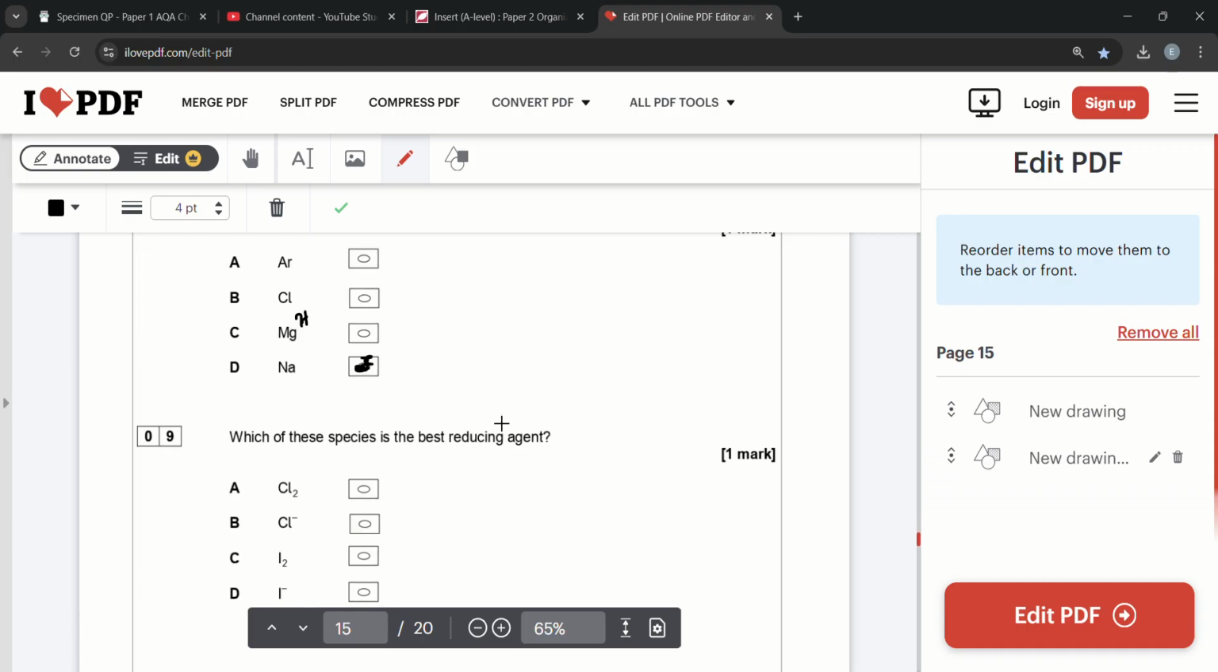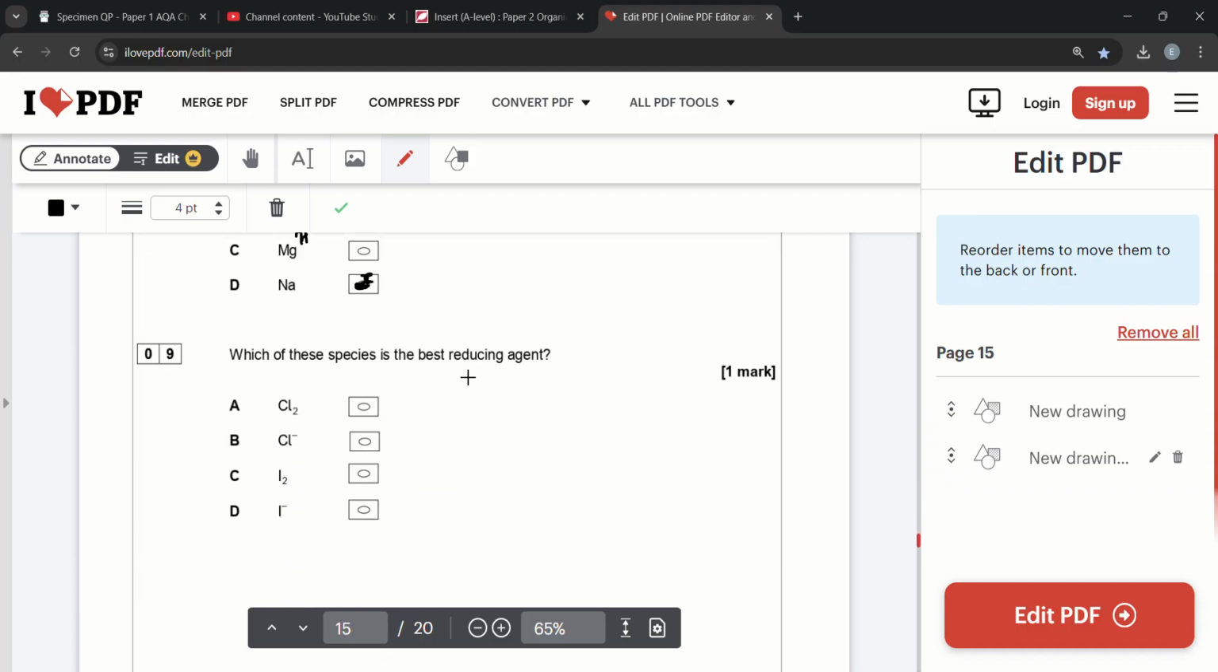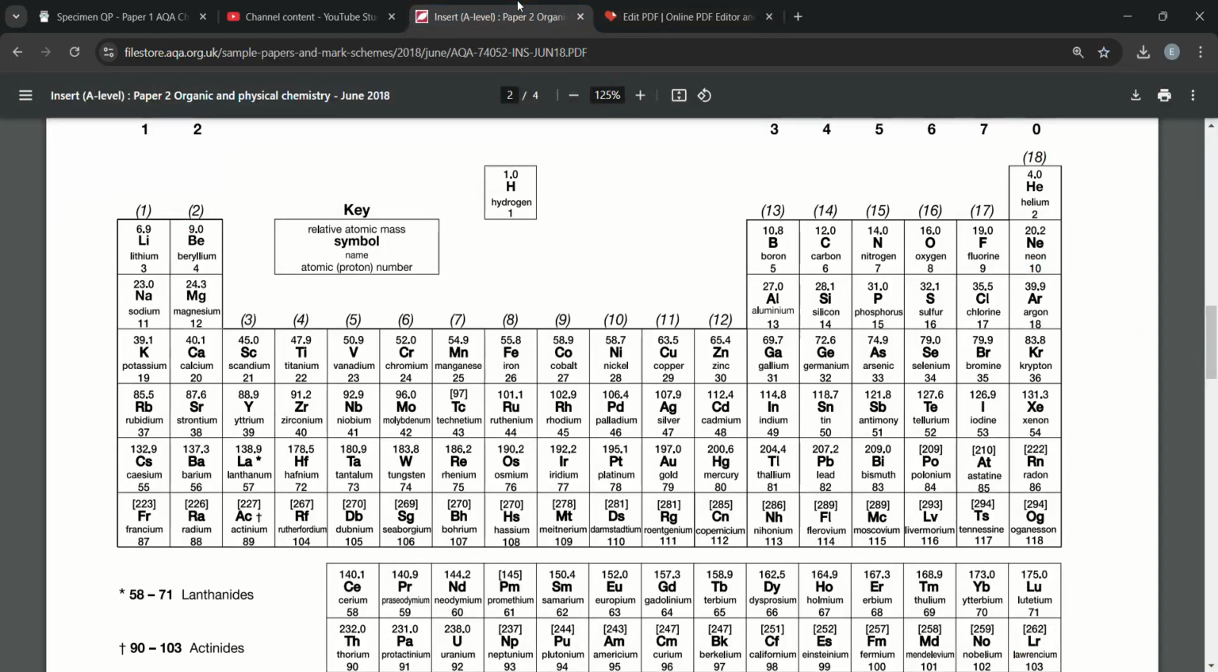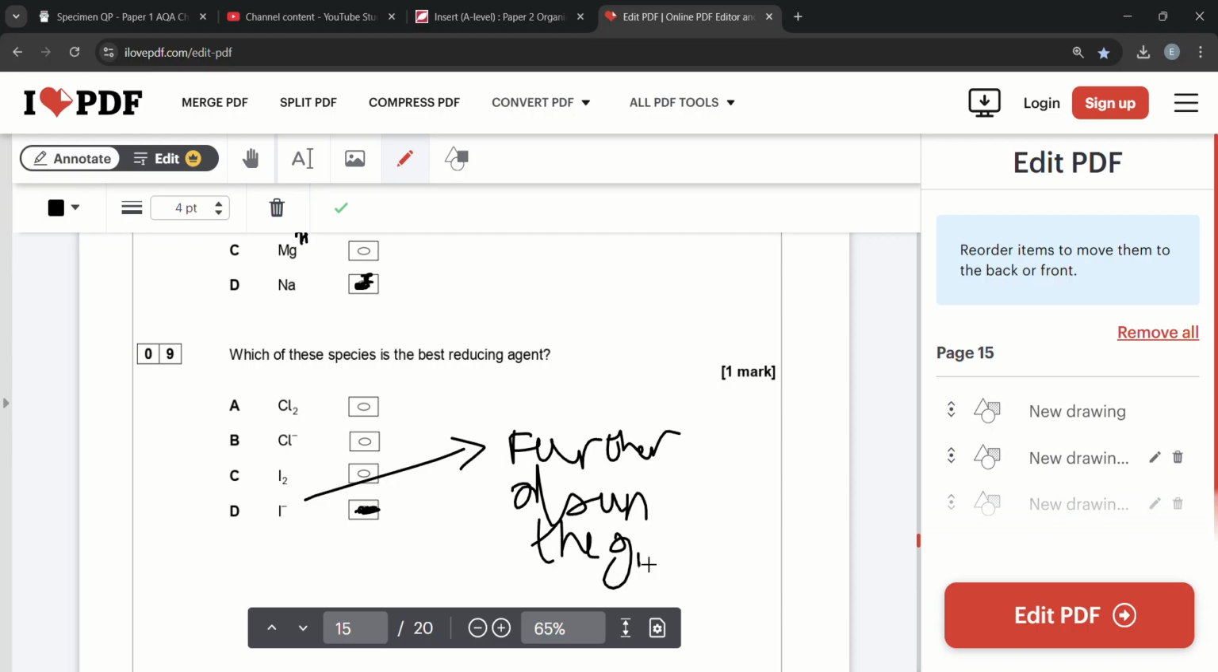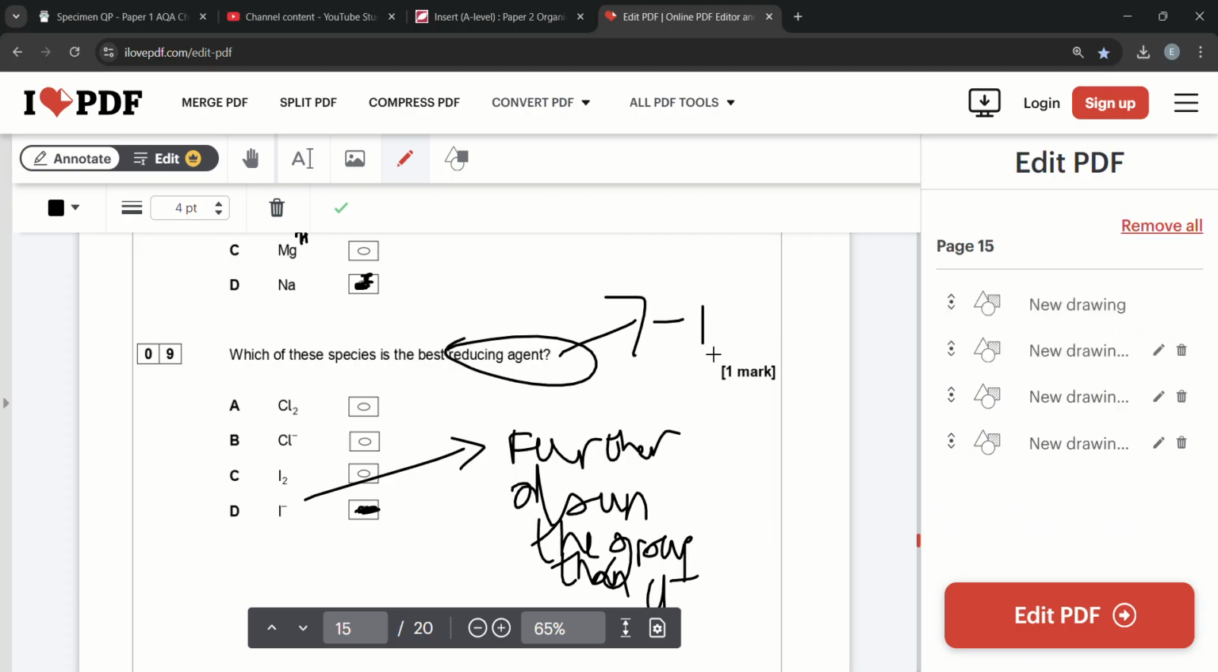Which of these species is the best reducing agent? Look at Cl minus and I minus. It's going to be I minus, further down the group, then Cl minus. If the question was which is the best oxidizing agent, then that would be a whole different thing, because reducing agent, negative ions.